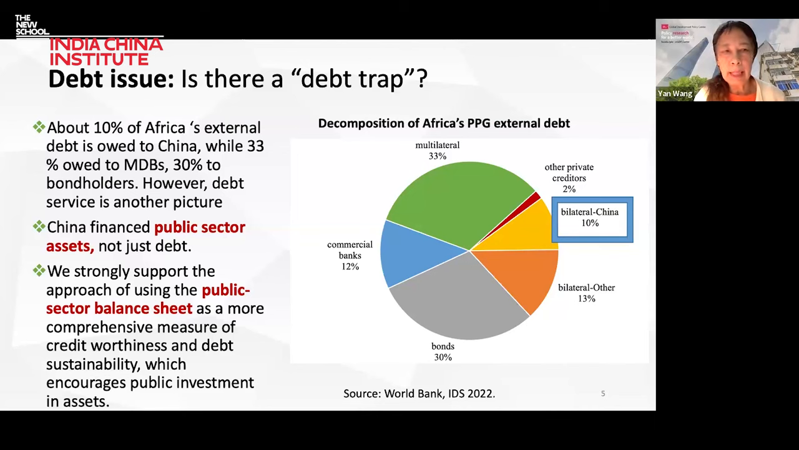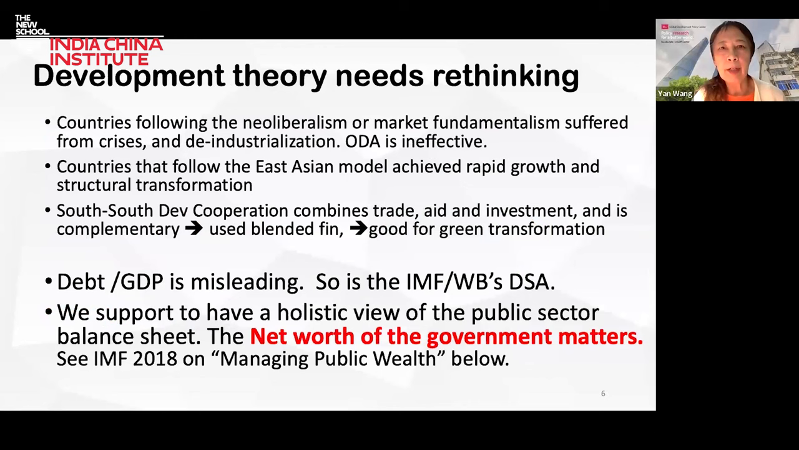Justin Lin and I support this theory: we strongly support the approach of using the public sector balance sheet as a more comprehensive measure of creditworthiness and debt sustainability. China has been financing public sector assets, not just bringing debt. So we think that development theory needs rethinking.